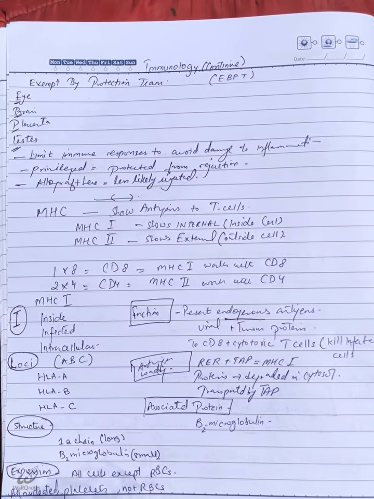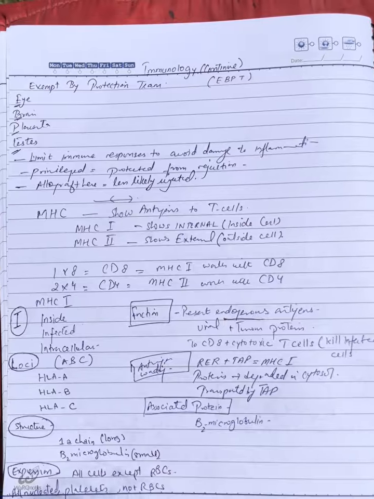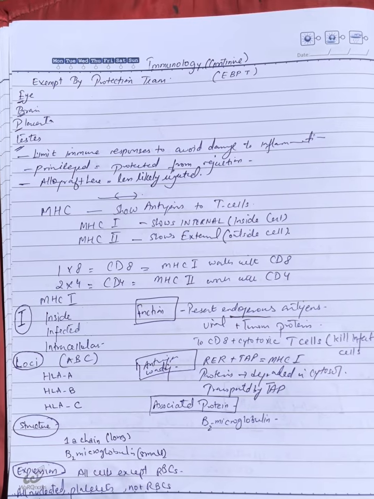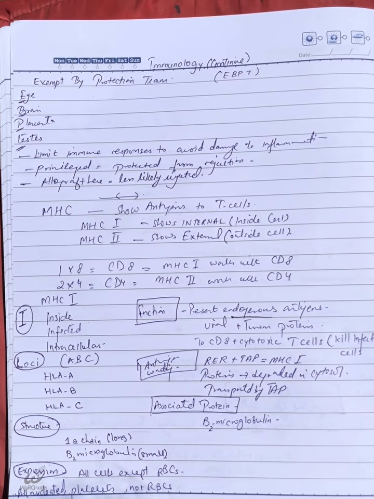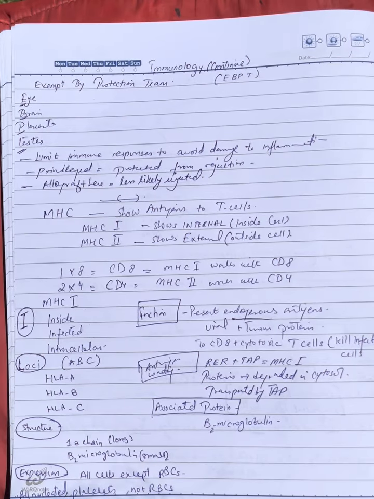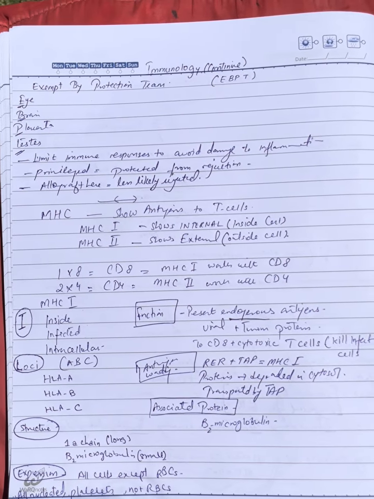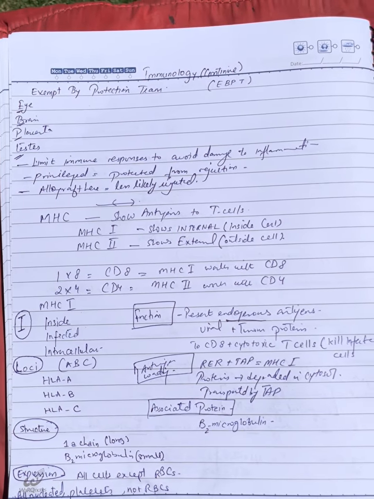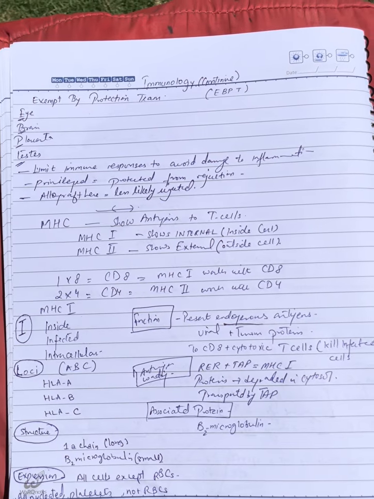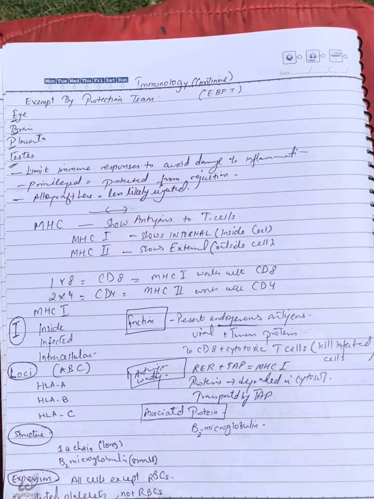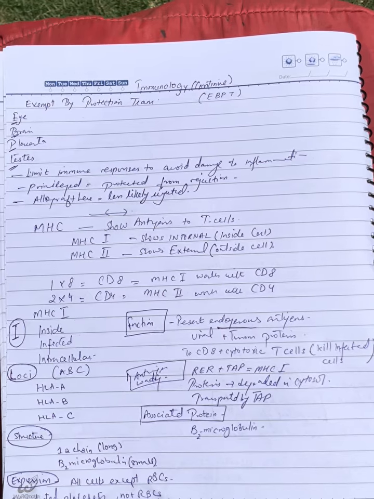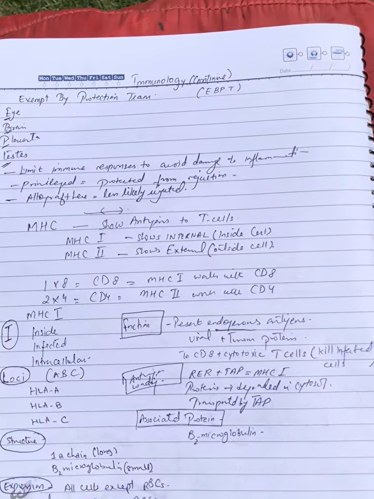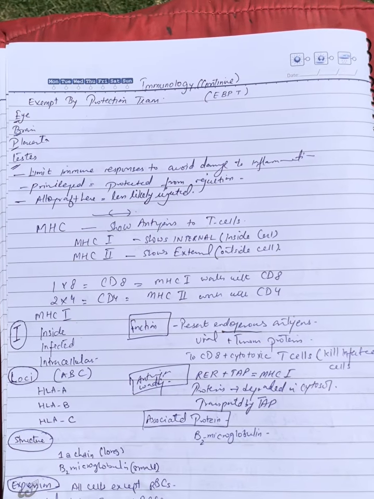The structure is one alpha chain and beta 2 microglobulin. The alpha chain is longer than the beta 2. All nucleated cells express MHC1, including platelets, but not the RBCs. The function is to present endogenous antigens, such as viral and tumor proteins, to CD8 cells, the cytotoxic T cells. Antigen loading occurs in the rough endoplasmic reticulum with TAP proteins; proteins are degraded in the cytosol and transported by the TAP protein. The associated protein is beta 2 microglobulin. So this was about MHC1.